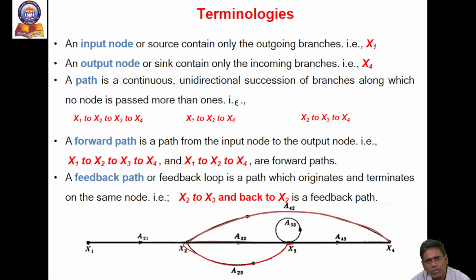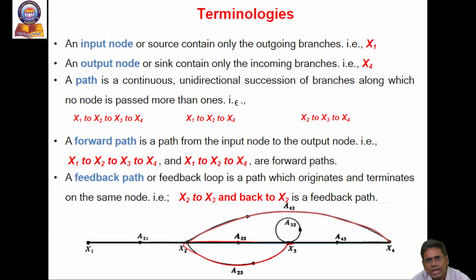What is the input node? An input node or a source contains only outgoing branches. That is nothing but x1 in the graph, that is nothing but the input. Only outgoing branches from a source. An output node is nothing but a sink. It contains only incoming branches. That is x4, which is the output node. It only receives an input signal. There is no output signal going out.